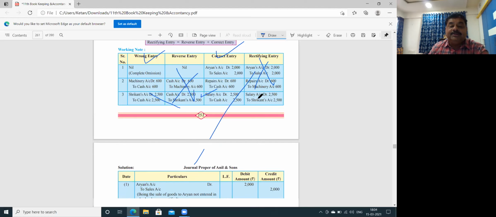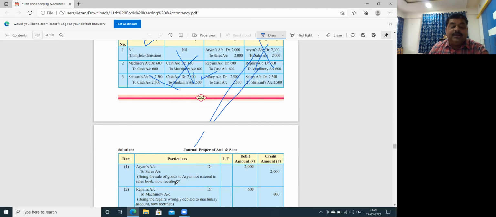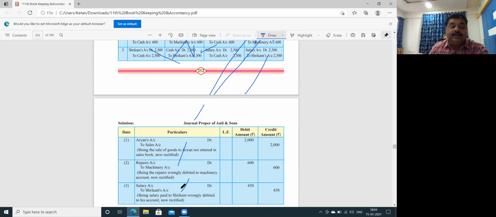Then repairs to machinery, repairs to machinery has come here. Salary to Shrikant, salary to Shrikant.